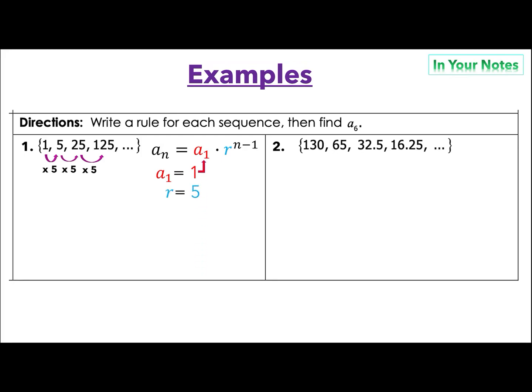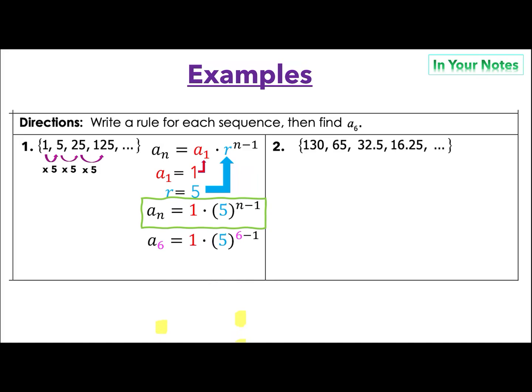From there, you're going to replace a sub 1 with 1, and you're going to replace r with 5, and you're going to rewrite the formula just like is showing. And that is your first part of the answer. So it says write a rule for the sequence. This is our rule. And now we need to find what a sub 6 is.